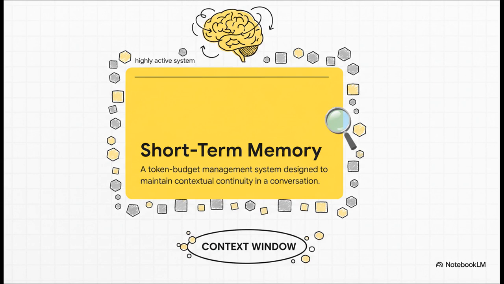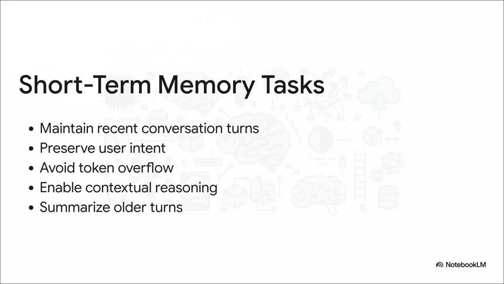First up, short-term memory. Now, this is not just a list of the last few things you said. Think of it as an active token budget management system. You know how an LLM can only pay attention to so much information at once? That's its context window. Well, this layer's job is to manage that limited resource like a hawk. So its main gig is to keep the conversation making sense and to hold on to what you're trying to do, all while making sure the model doesn't run out of that precious attention space.